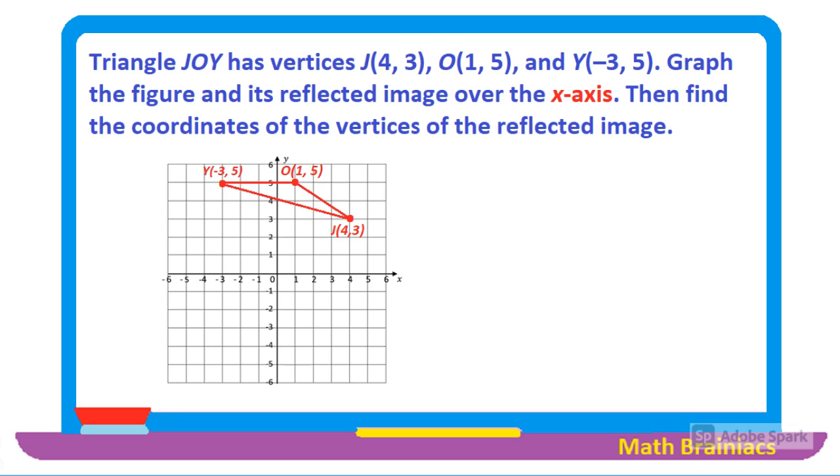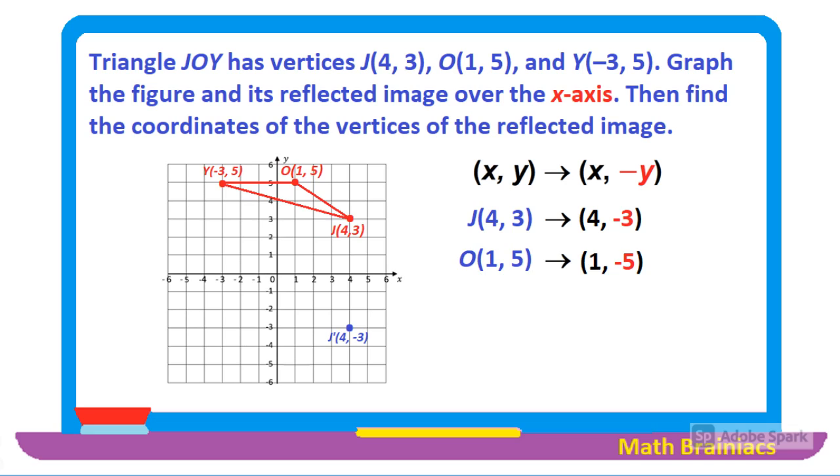Now we are going to create the reflected image over the x-axis. If we are going to reflect the image over the x-axis, we are going to keep the x-coordinate and take the opposite of the y-coordinate. Therefore, we're just going to take the opposite of the y-coordinate on point J, which is 4 and 3. Accordingly, it will become 4 and -3. Likewise, on point O, the ordered pair is 1 and 5. And if you are going to change the y-coordinate, it will become 1 and -5.